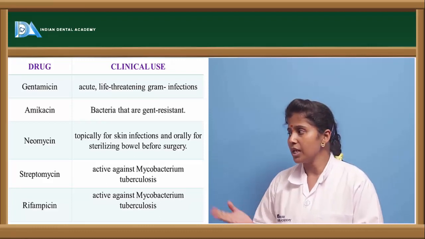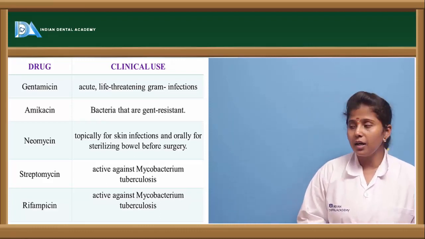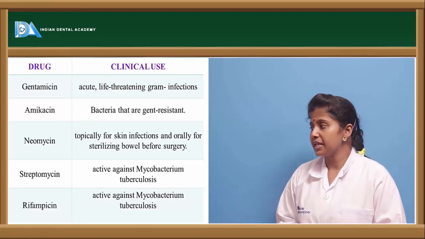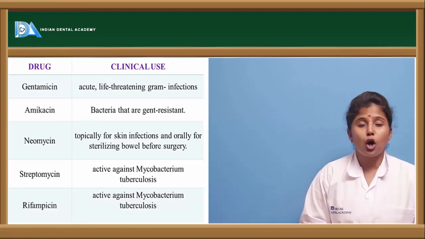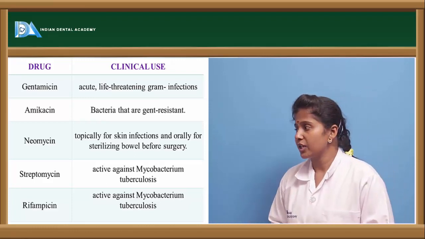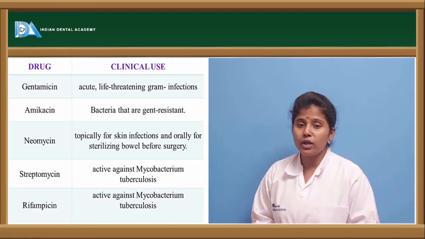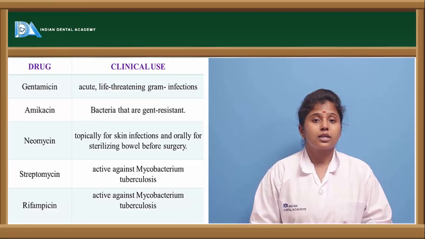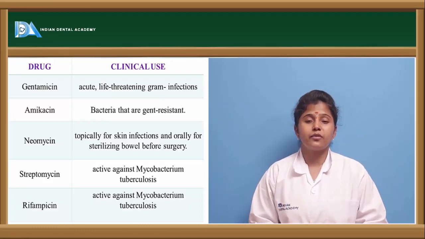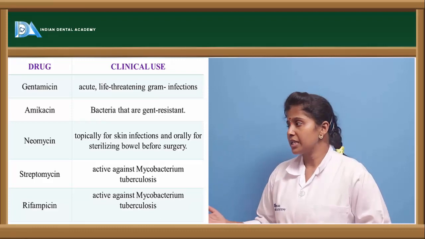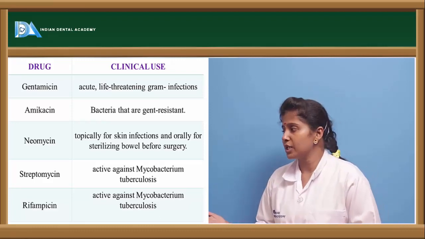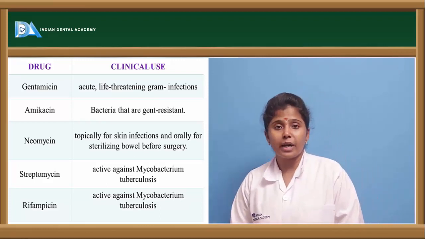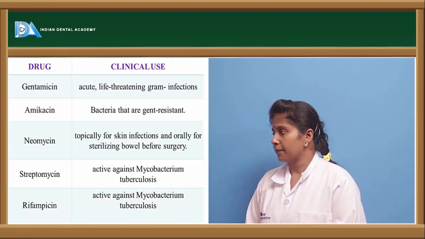The aminoglycosides acting against various infections are gentamicin, which is used against acute life-threatening gram-negative infections; amikacin, which is used against bacteria that are genetically resistant or resistant to gentamicin as well; and neomycin, which is used topically for any skin infections, and orally to sterilize the bowel before surgery. In order to clean the stomach of infections or microorganisms, neomycin is used orally. And streptomycin is used against Mycobacterium tuberculosis, and rifampicin is also used against Mycobacterium tuberculosis to treat tuberculosis.